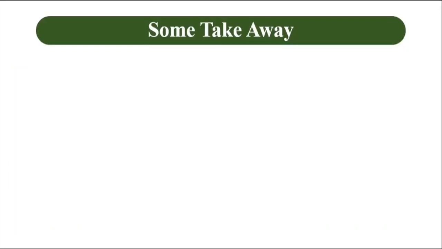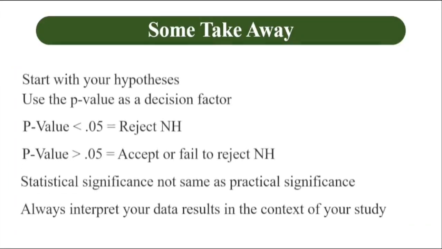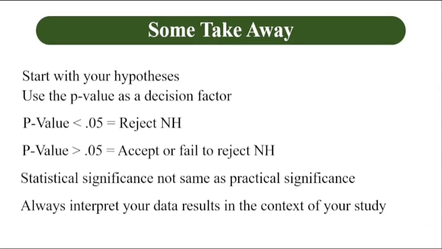So, what's the big takeaway now? Always remember to start with your hypothesis. Use the p-value as a decision factor in every statistical test. When p-value is less than 0.05, you should reject the null hypothesis. But if it is greater than 0.05, you should accept or fail to reject the null hypothesis. Remember, statistical significance does not always mean practical significance. And finally, you should always interpret your data results in the context of your study.